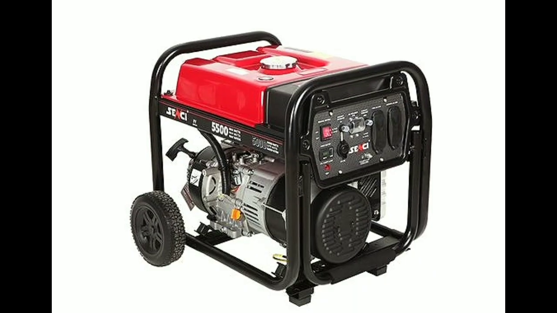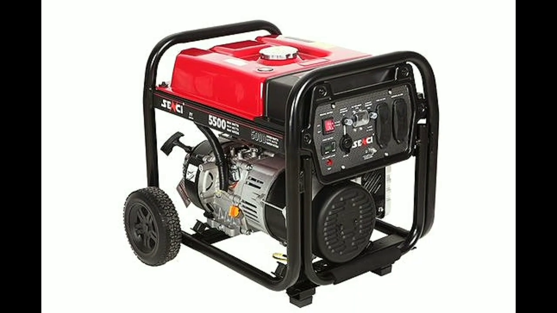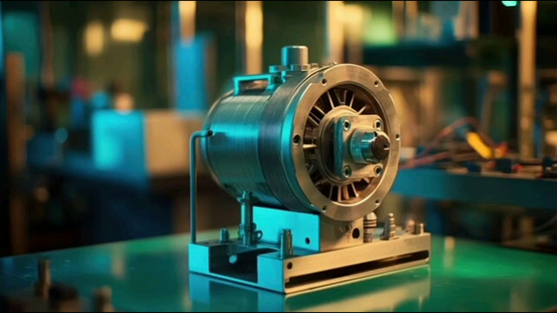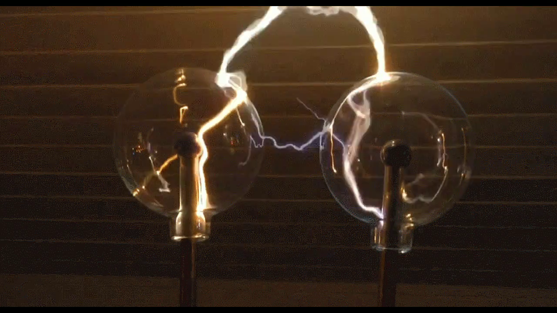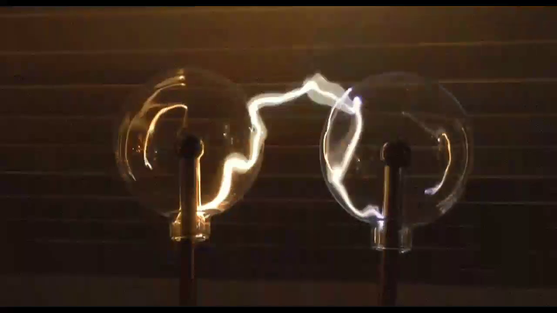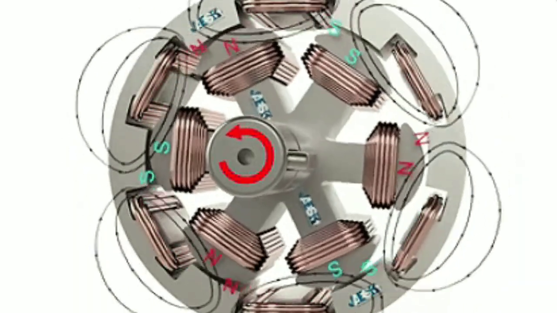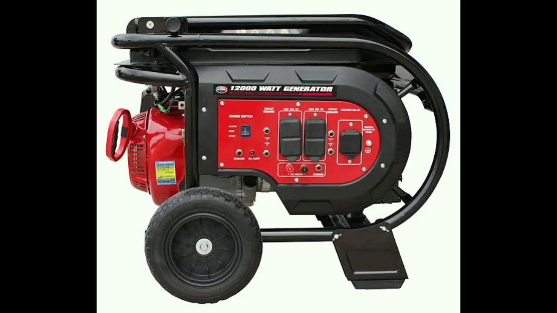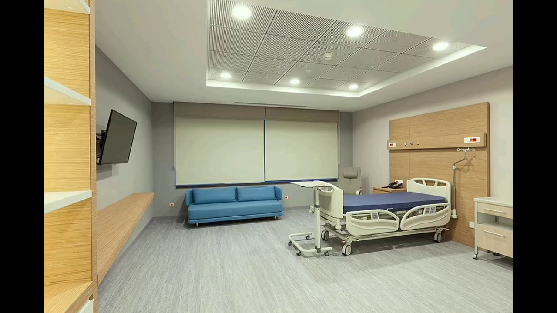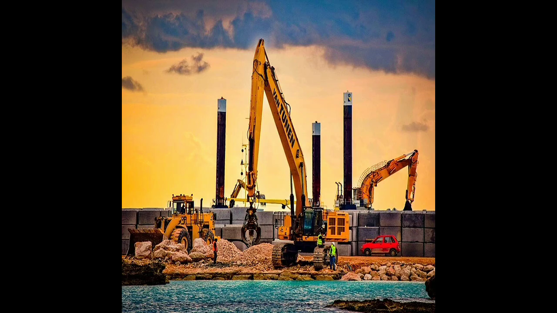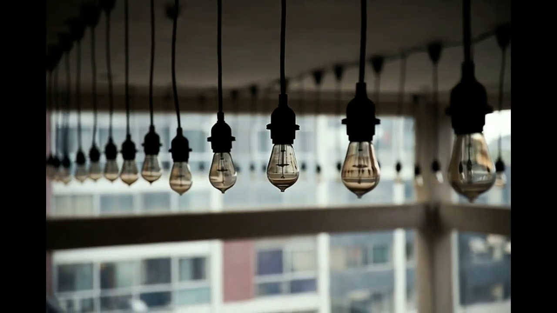What is a generator? A generator is a machine that produces electricity by converting mechanical energy into electrical energy. In simple words, a generator does not create electricity from nothing. Instead, it changes motion into electrical power. Generators are commonly used in homes, hospitals, industries, and construction sites, especially during power outages.